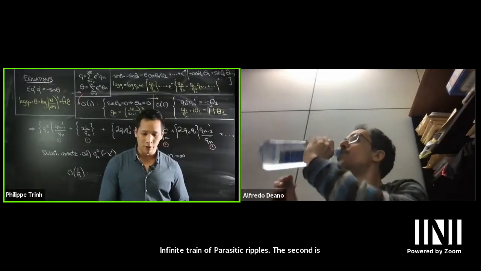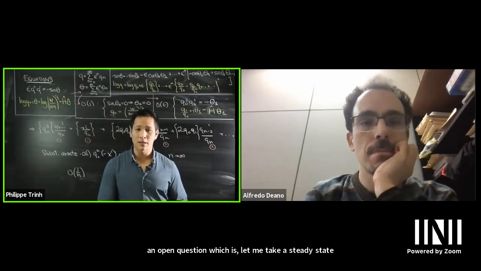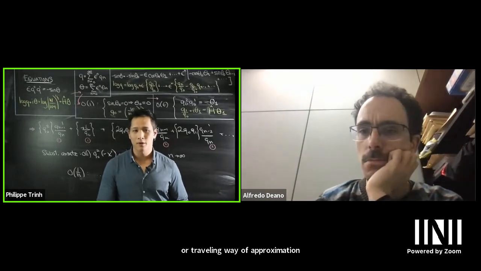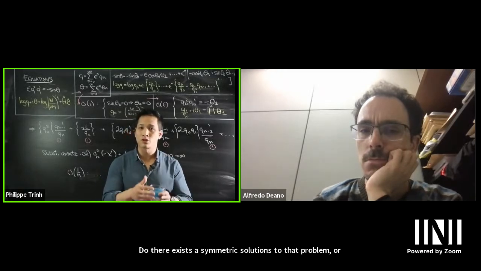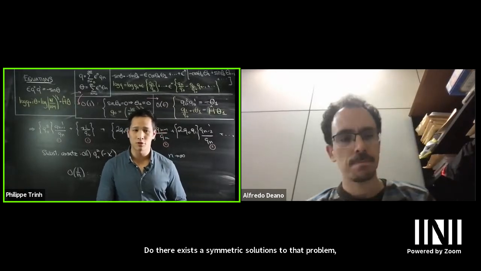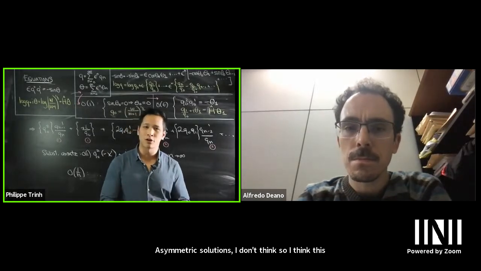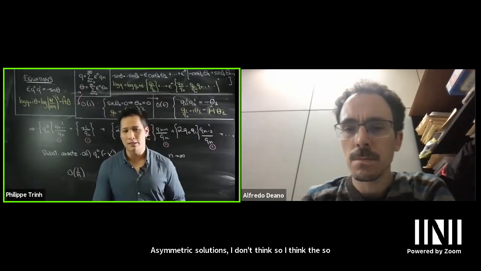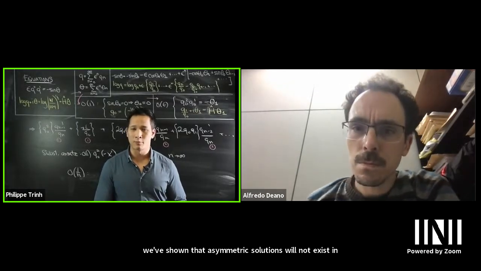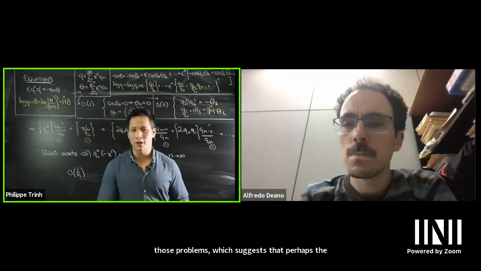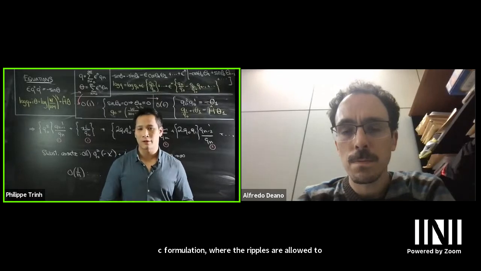The second is an open question. Let me take a steady state or a traveling wave approximation of the potential flow problem with gravity and capillarity in there. Do there exist asymmetric solutions of that problem? There certainly exist symmetric solutions, which are the ones I showed you. I think we've shown that asymmetric solutions will not exist in those problems, which suggests that perhaps the formulation is wrong. And what you need is a quasi-static formulation where the ripples are allowed to propagate on the solution of a steadily traveling gravity wave.